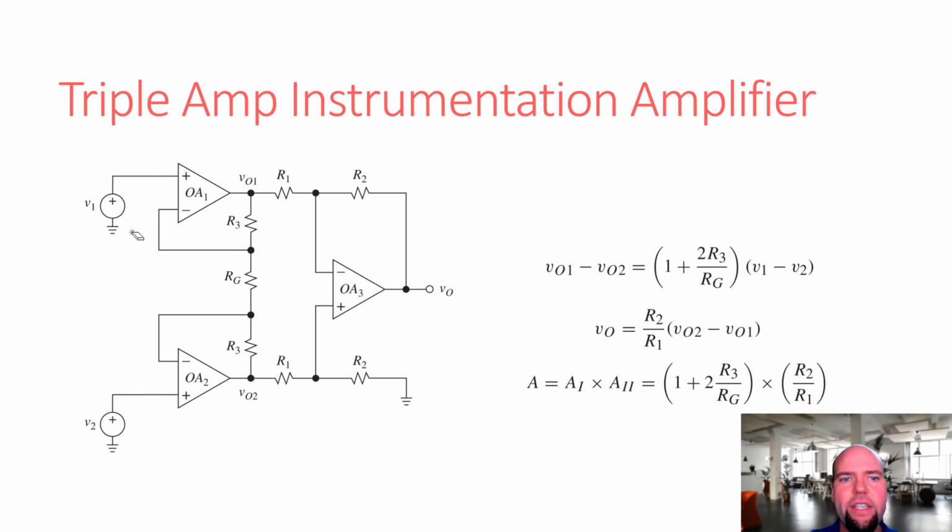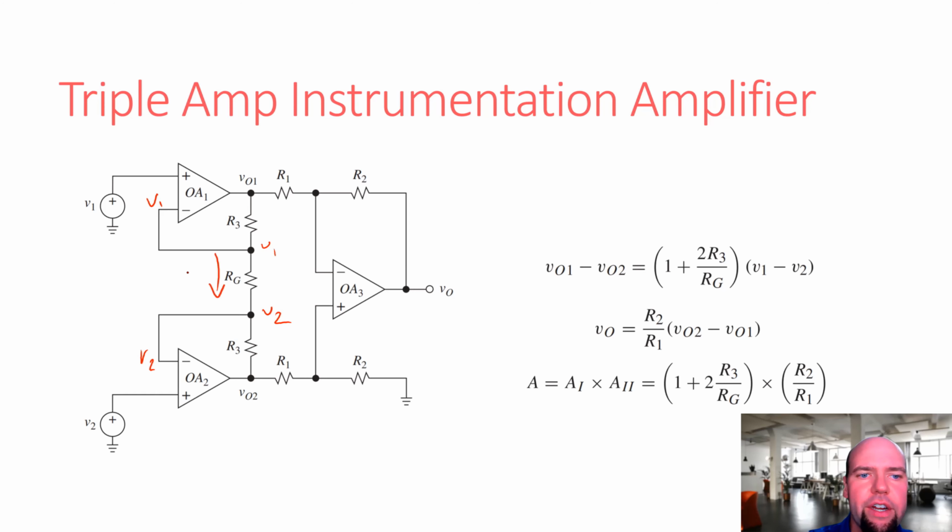So let's analyze the way this is going to behave. We know that this op amp is going to do whatever it needs to do to drive this to V1. And this is going to drive this to V2. But what does that mean? That means that this is V1, and that means this is V2. Well, that's interesting. Now we know the voltage across this resistor RG.